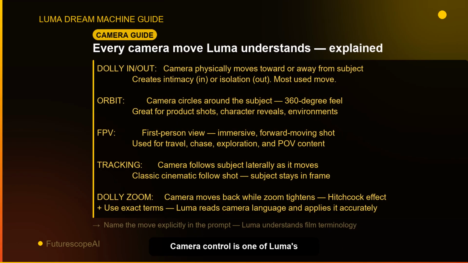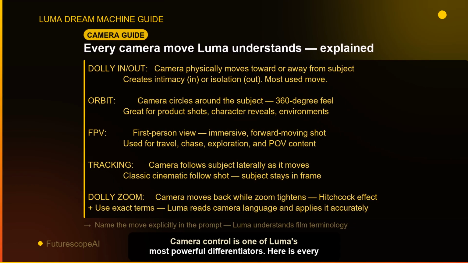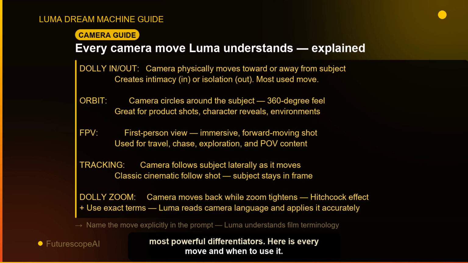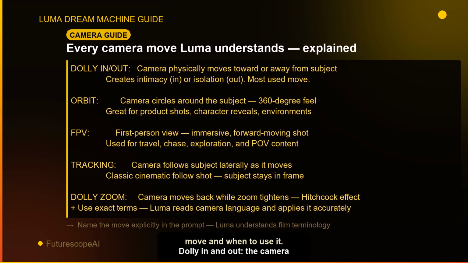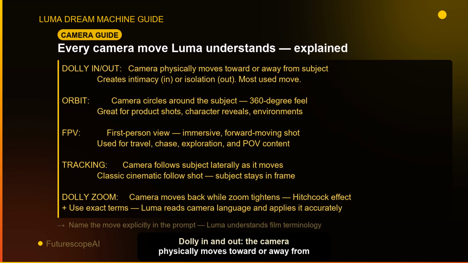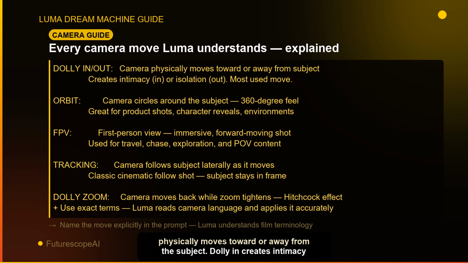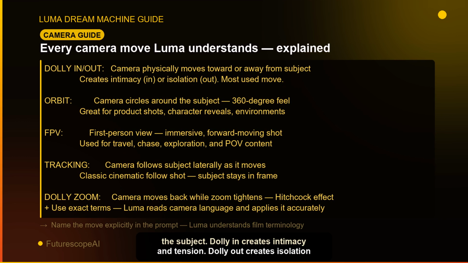Camera control is one of Luma's most powerful differentiators. Here is every move and when to use it. Dolly in and out. The camera physically moves toward or away from the subject. Dolly in creates intimacy and tension. Dolly out creates isolation and scale. It is the most used move for a reason. It is the most emotionally versatile.